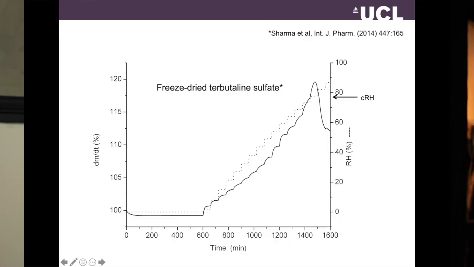Right, on the screen is an example of a real material that one of my students, MSc student of course, made many years ago. It's a freeze-dried sample of terbutaline sulfate. So freeze-dried means it's amorphous. So on the screen you can see dm by dt, so rate of change of mass, on the left-hand axis, and the relative humidity that's being programmed on the right-hand side.